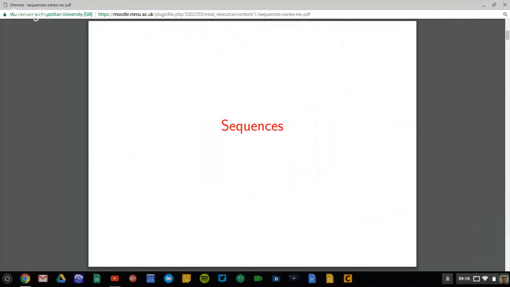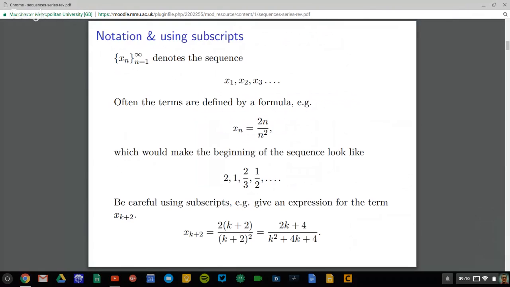So first of all, we had sequences. The first thing to get comfortable with sequences is to understand the notation, and chiefly what can be done with subscripts and so on. Typically we denote a sequence with a letter x, say, and we use subscripts to indicate the position of the term in the sequence.